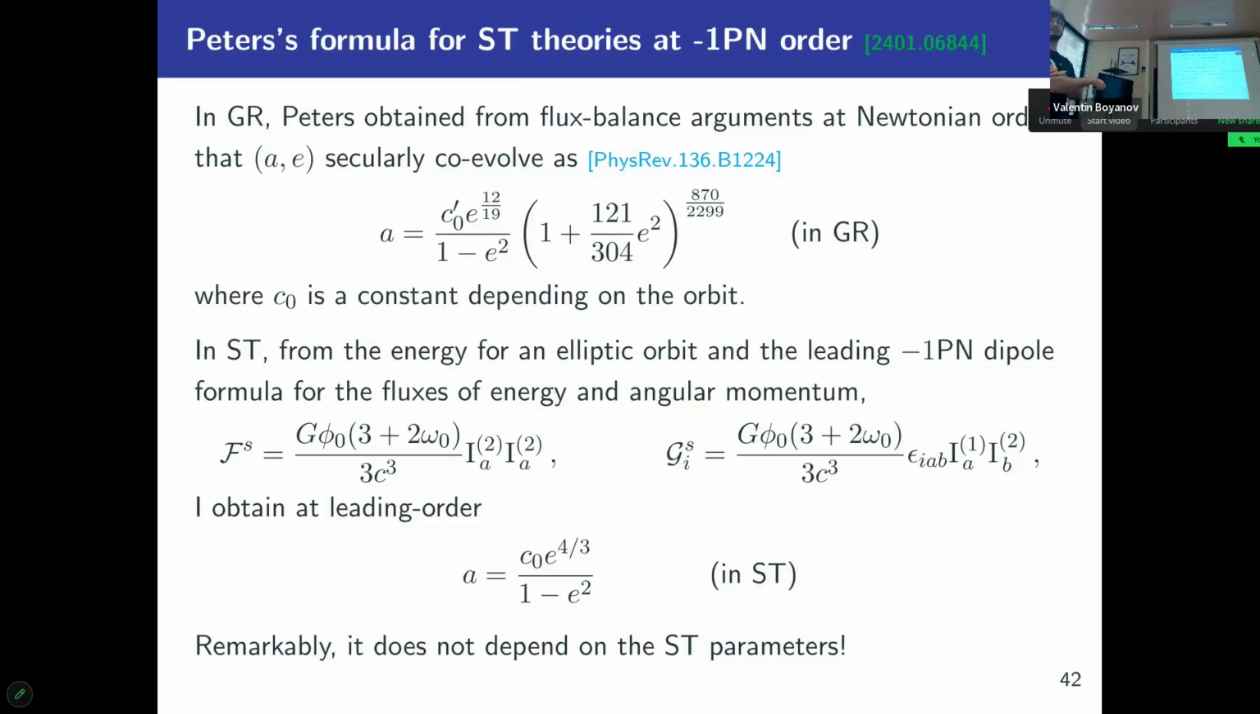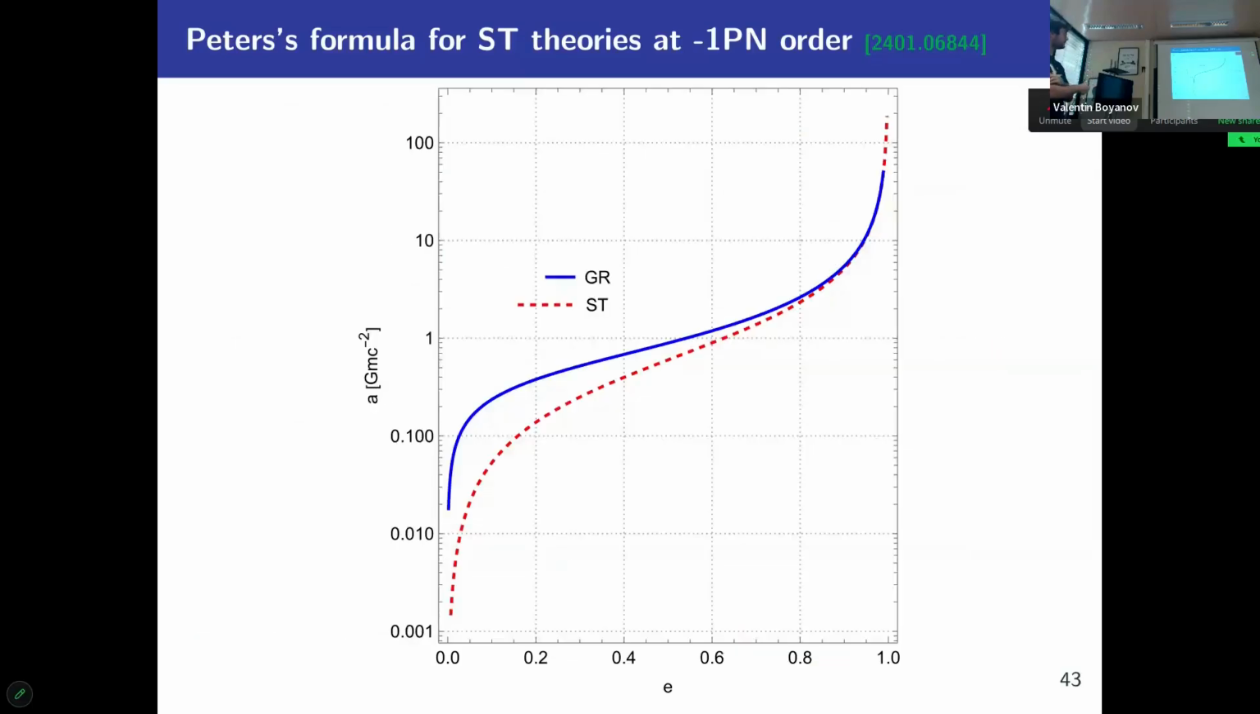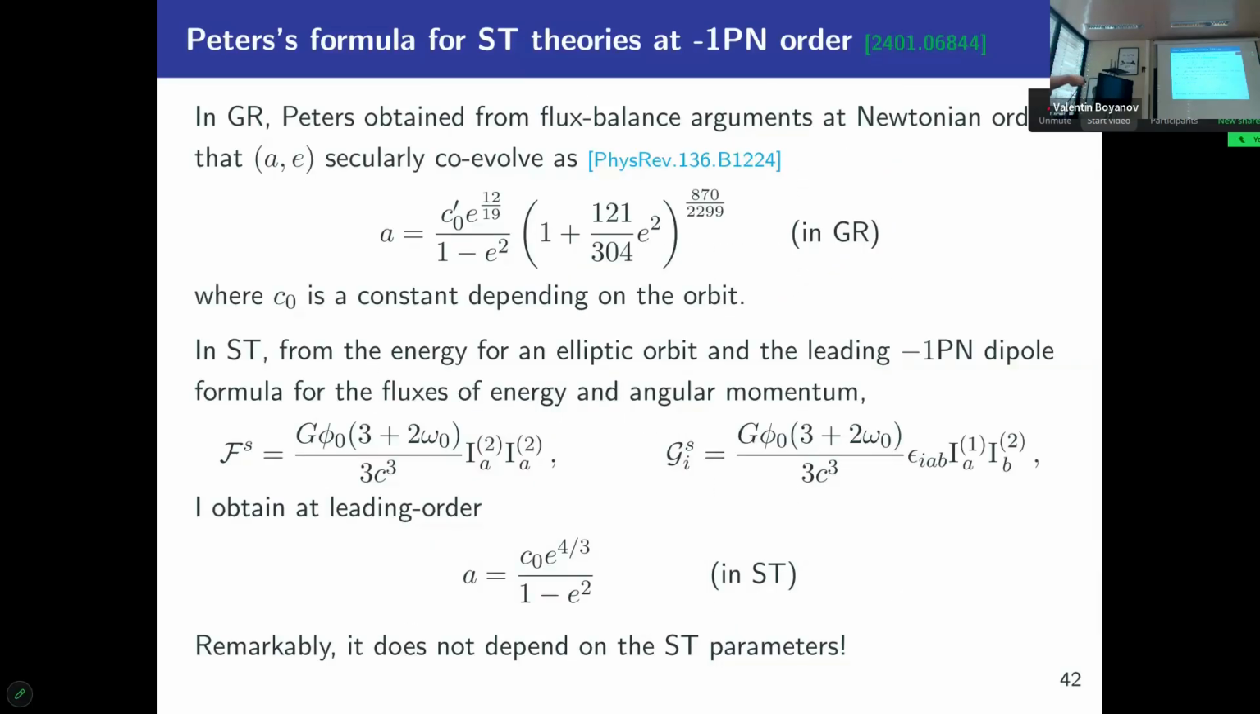And this is the sense in which I was saying that scalar tensor theory can be a good toy model, because this is much easier than this. When you try to integrate these things, you're going to get hypergeometric functions, whereas here you get arctan. And remarkably, this relation does not depend on any scalar tensor parameter.